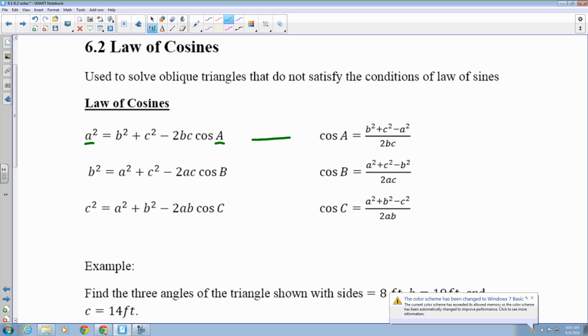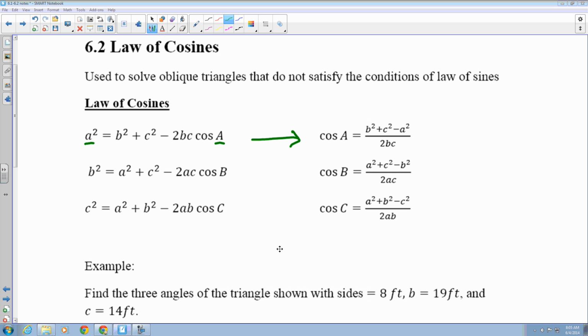So if you're solving for an angle, it's a little bit easier. Otherwise, you are going to have to memorize these. So I recommend just knowing the pattern and then rearranging it yourself. Instead of memorizing all 6 of these, just memorize one pattern and rearrange.